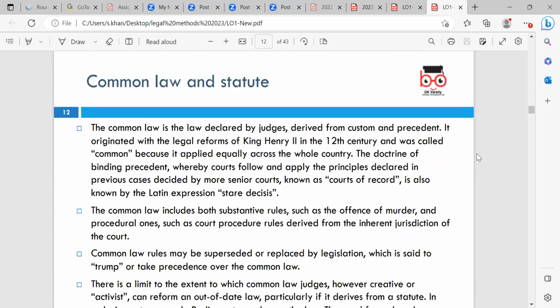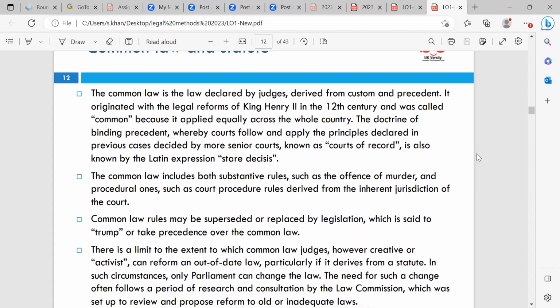Common law and statute. Common law is the law declared by judges. It derived from customs and precedent. It originated with the legal reforms of King Henry II in the 12th century and was called common because it applied equally across the whole country. The doctrine of binding precedent, whereby courts follow and apply the principle declared in previous cases decided by more senior courts known as the courts of record, is also known by the Latin expression stare decisis.